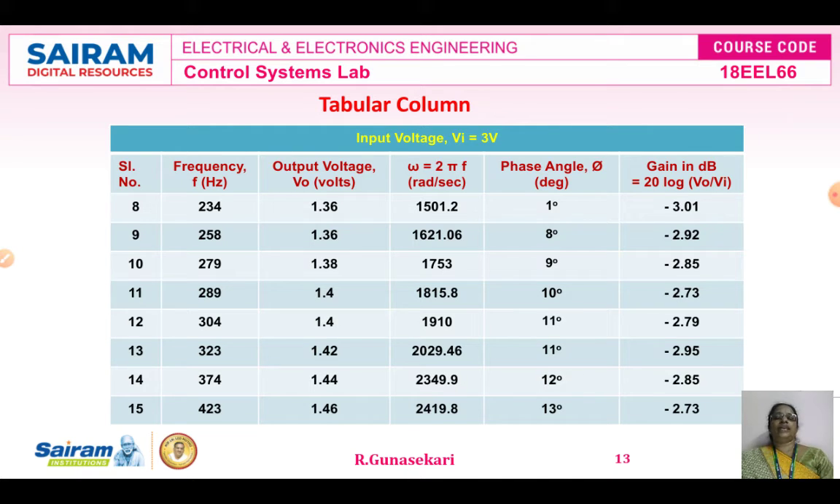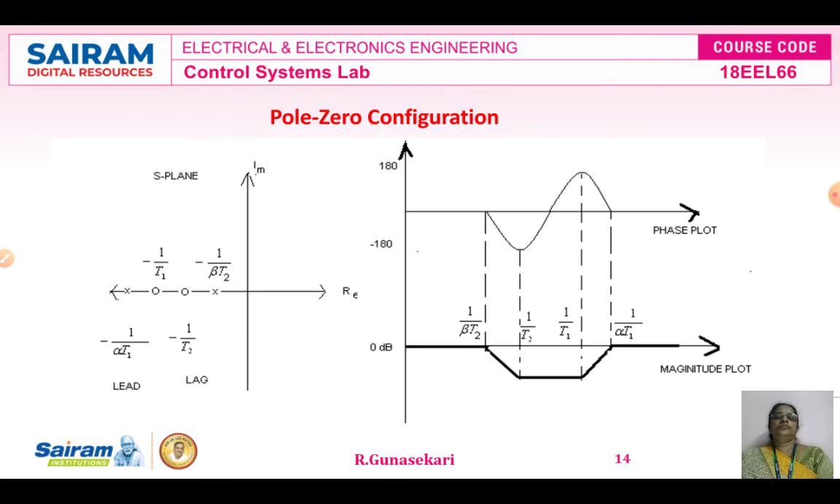You see, this is the pole-zero configuration. Here, the two zeros are represented by circles, at minus 1 by T1 and minus 1 by T2. Then the two poles are at minus 1 by beta T2 and minus 1 by alpha T1. Alpha is the lead and beta is the lag. So this is a lead lag combination.